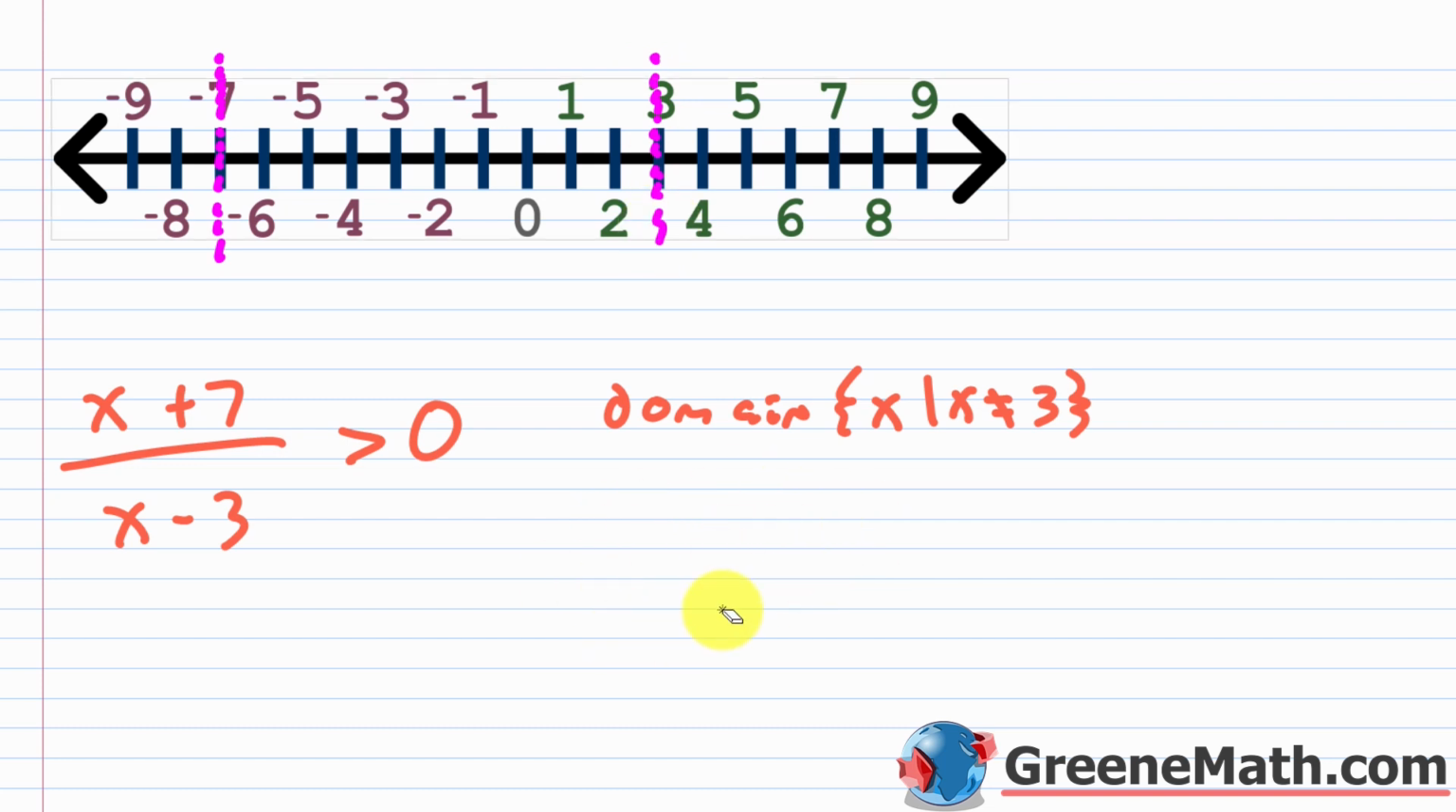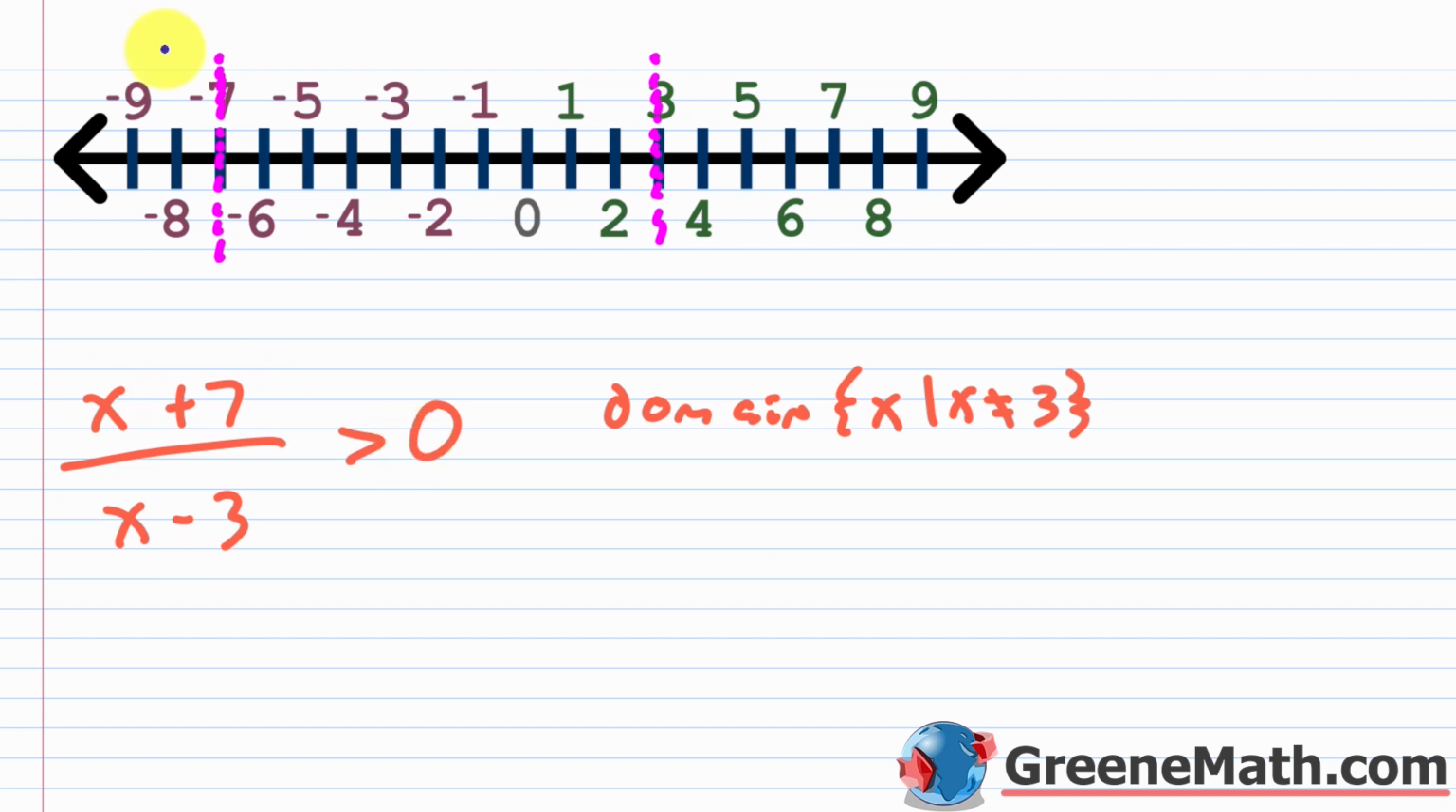You can actually get rid of this at this point. This is a strict inequality. So we know that negative 7 is not going to work and 3 is not going to work. 3 violates the domain, right? Because x specifically can't be 3 because we'd have division by 0. And for negative 7, negative 7 plus 7 is 0. So you'd have 0 is greater than 0. And that is a false statement.